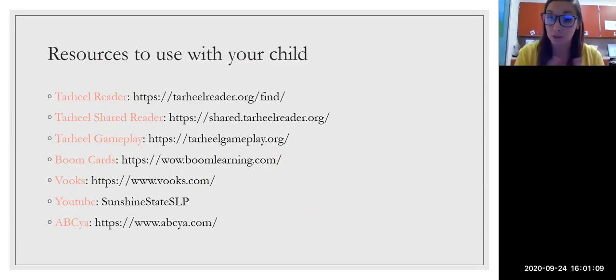However, resources to use with your child, these are for your kids. So there's Tar Heel Reader. These are really like fun, simple books that you can use with your kids at home. And they're really good for early readers. And then there's Tar Heel Shared Reader, which has our symbols at the bottom. So that's kind of fun. And a lot of them are based on core vocabulary.